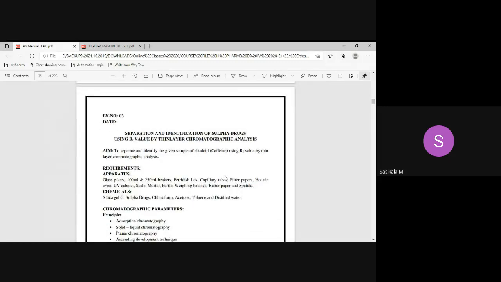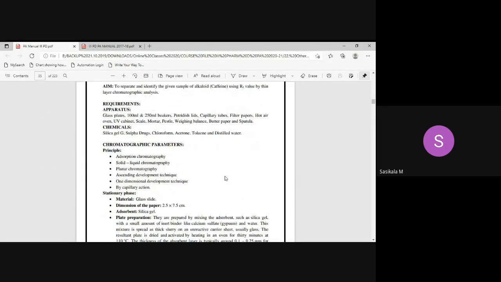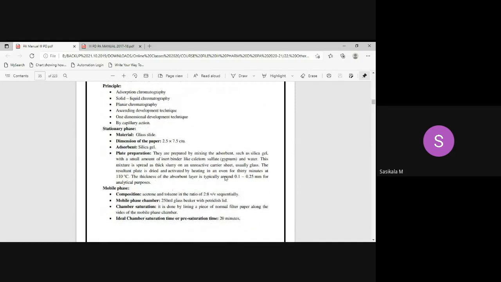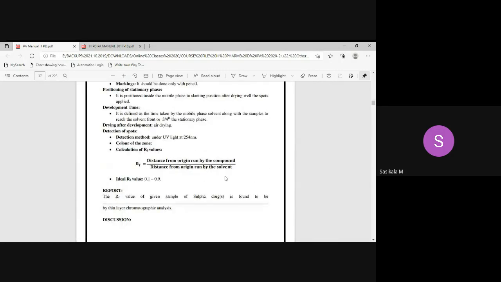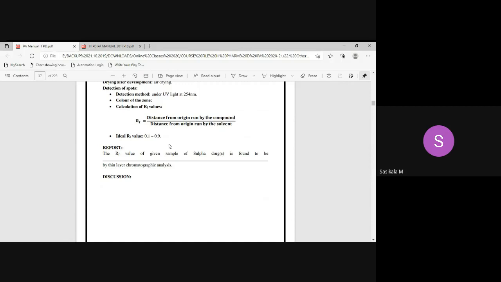Separation and identification of sulfa drugs using RF value by thin layer chromatographic analysis. We have discussed the requirements, and why we are using all the apparatus and chemicals. Under the chromatographic parameters, we discussed the principle, selection of stationary phase, then mobile phase based on its polarity, sample application, positioning of stationary phase, development time, drying after development, and detection of spots. Ideal RF values are between 0.1 and 0.9. You need to report the RF value of the given sample of sulfa drug or drugs. Whether a mixture of sulfa drugs or a single sulfa drug is given, only you need to detect the RF value.